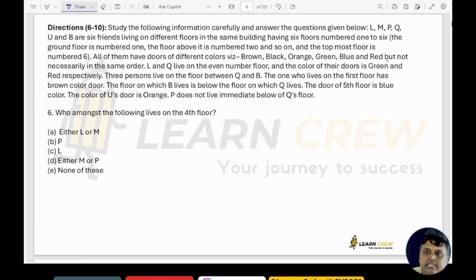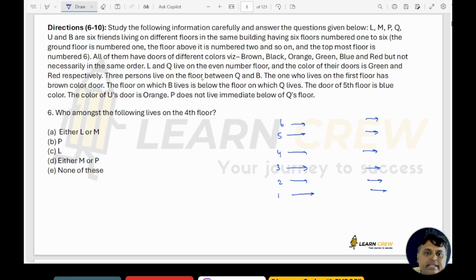Next, now you have a puzzle. L, M, P, Q, U and B are 6 friends living on different floors. So it's a floor puzzle, and it is given that the ground floor is numbered as 1. So in total you have 6 floors: 1, 2, 3, 4, 5 and 6. So L, M, P, Q, U and B. Now we have to arrange them. All of them have doors of different colors, so person, color and floor have to be matched.